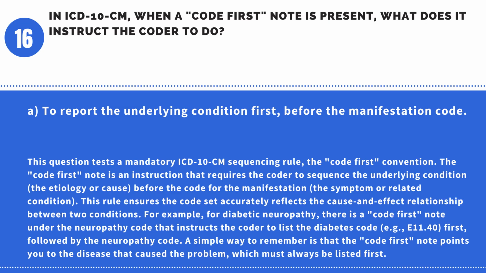For example, for diabetic neuropathy, there is a code first note under the neuropathy code that instructs the coder to list the diabetes code, e.g., E11.40, first, followed by the neuropathy code. A simple way to remember is that the code first note points you to the disease that caused the problem, which must always be listed first.